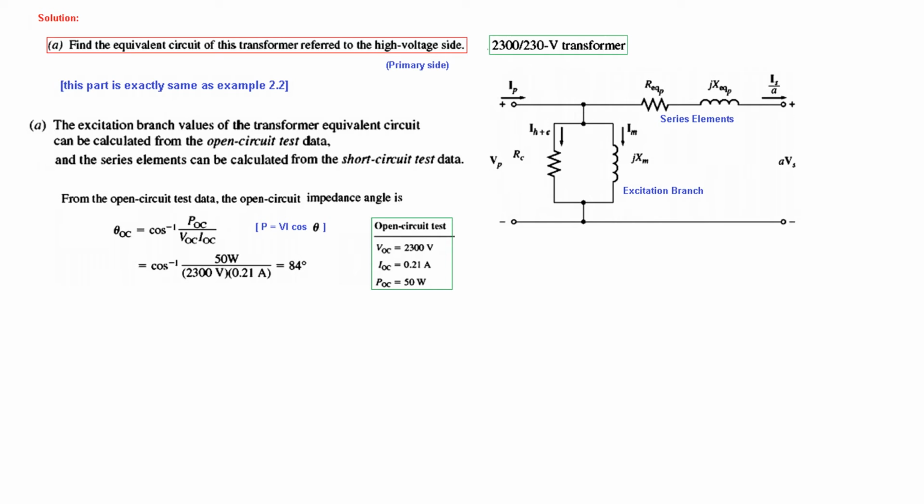Now first of all we'll calculate theta, and we know from this formula P is VI cos theta. So from there theta will be cos inverse of P open circuit divided by voltage open circuit and current open circuit. All these three parameters are given here. The power open circuit 50, voltage open circuit 2300, and the current open circuit 0.21. So theta angle is now 84 degrees.